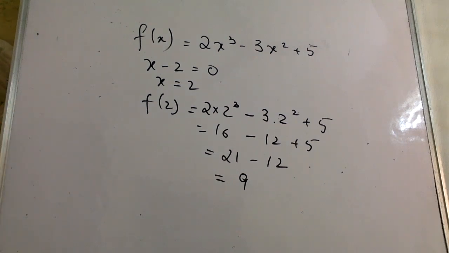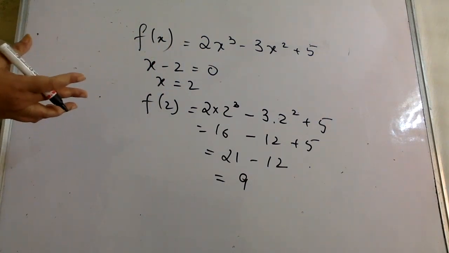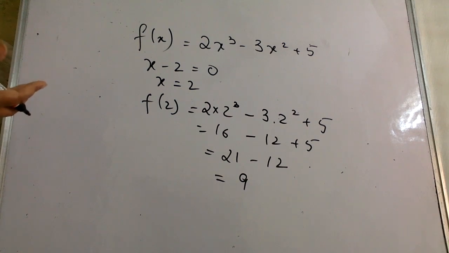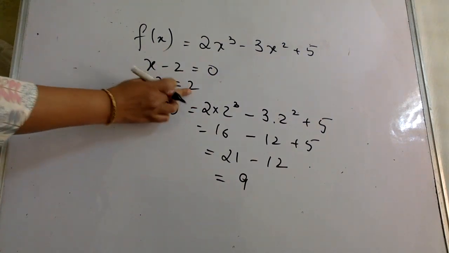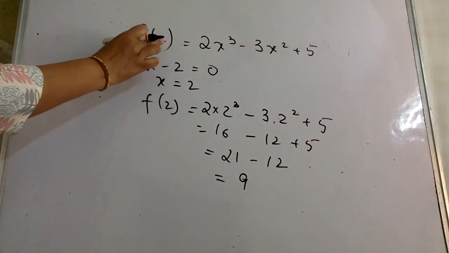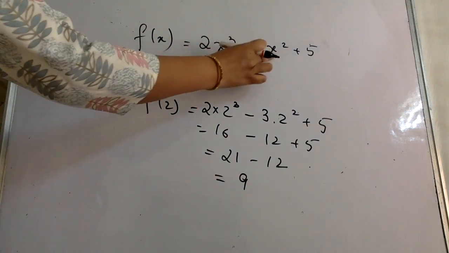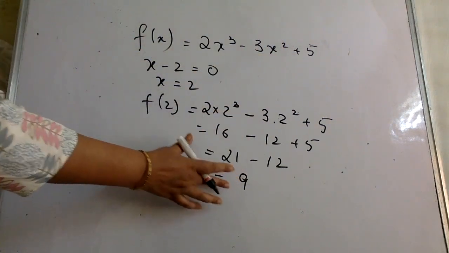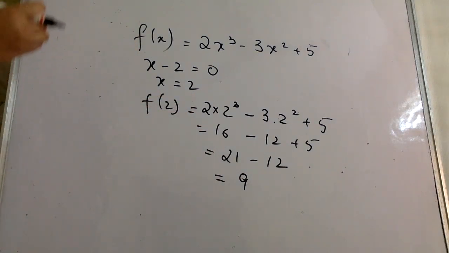Now they want to tell us that the remainder when this expression is divided by x minus 2 is nothing but 9. I repeat, I have to equate the divisor to 0, find the value of x, and substitute this value of x everywhere in the polynomial. Whatever value comes is the remainder of this division. That is what the remainder theorem says.